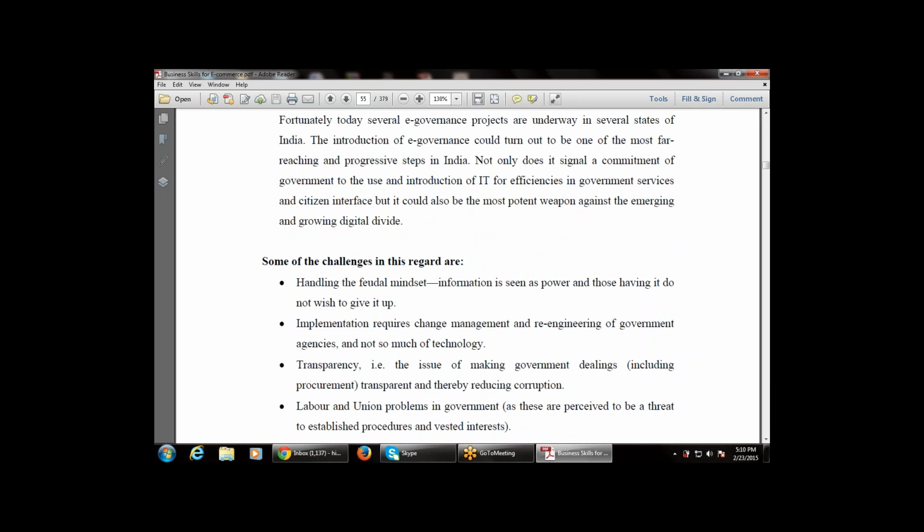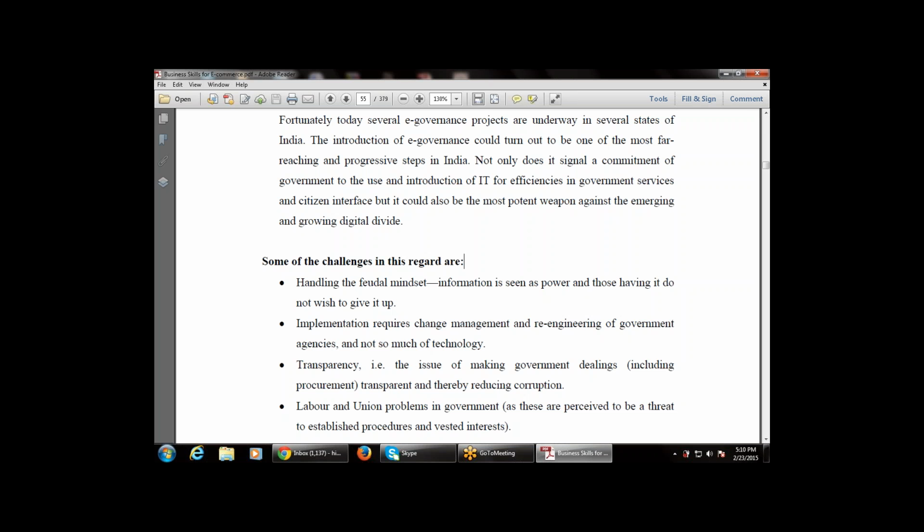That is handling the feudal mindset, that is, information is seen as power, and those having it do not wish to give it up. The next point says implementation requires change management and re-engineering of government agencies, and not so much of technology.